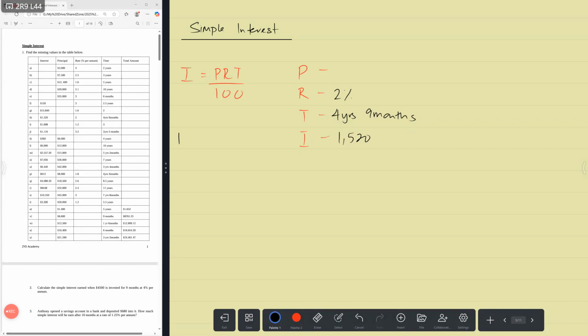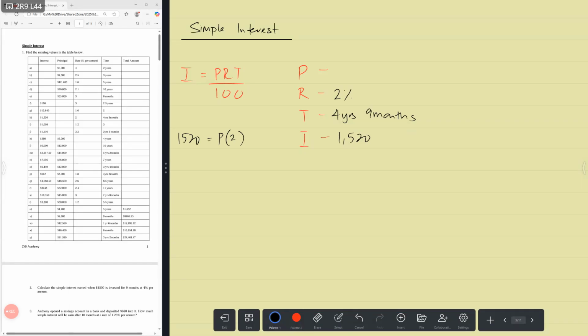So you have 1520 equals P bracket. Now our rate is 2%, but our time is 4 years and 9 months. But as we know, the number that you need to fill in for the time must always be in years. So how do we convert 4 years 9 months to years only?